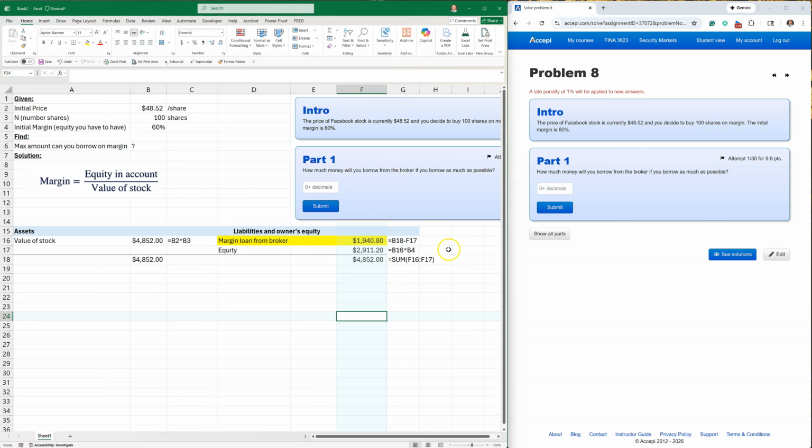Another way you could calculate this is to say it's equal to my value of stock times parentheses 1 minus my initial margin, right? And I'll give you the same answer. Let me just put that in. That's a little shortcut formula, another way you could do it. All right, so that's the answer. Let's go over here and put that in and see if we get the right answer.